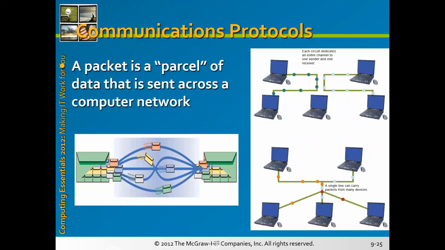Communication protocols continued. A packet is a parcel of data that is sent across a computer network. Each packet contains the address of its sender, the destination address, and a sequence of numbers with some data. Circuit switch technology, the one at the top right of the slide, is a telephone system, generally inefficient. Packet switch technology, the one at the bottom right, is an efficient communication system.